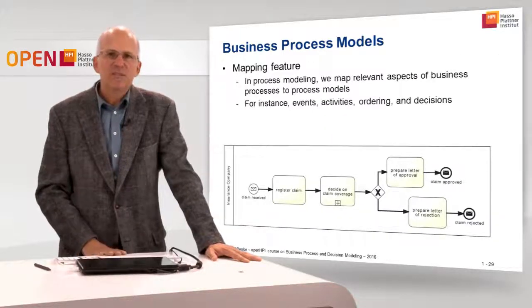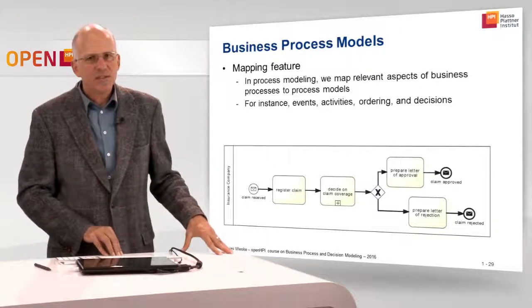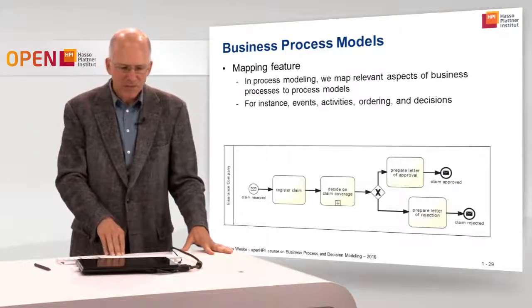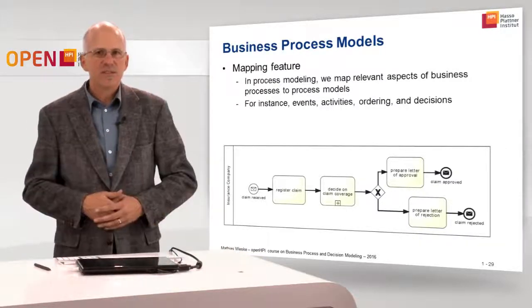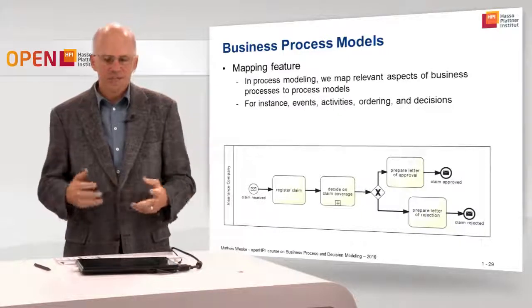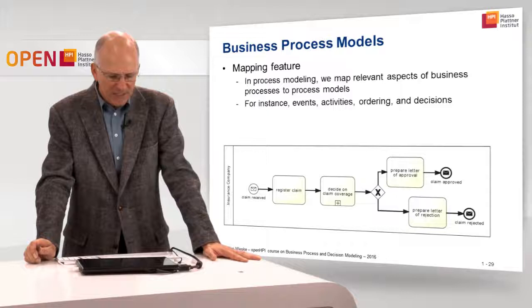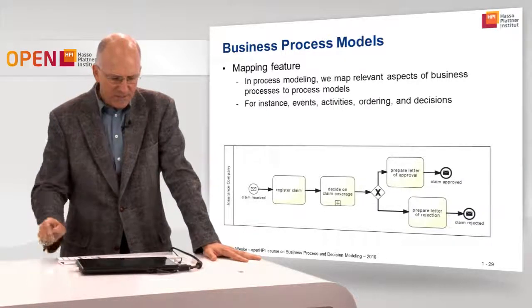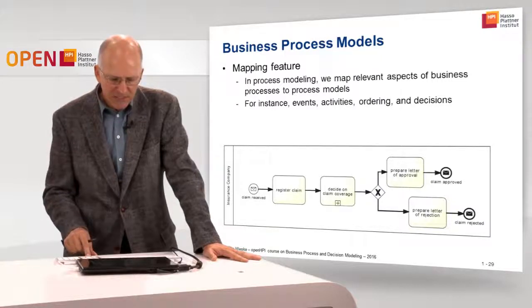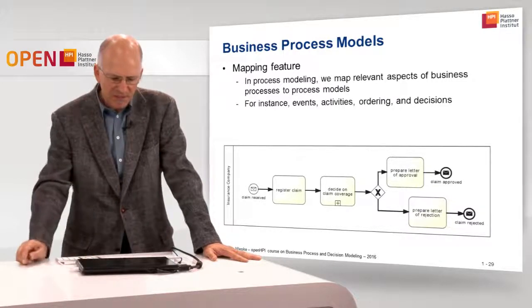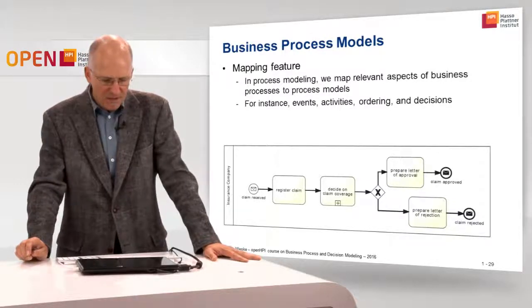Now I'd like to discuss with you in how far the properties of models as identified by Stachowiak actually hold for business process models. I mean, they should hold because they are models and modeling theory should apply to all models. But still, you might find it quite interesting. All right, look at the mapping feature. In process modeling, we map relevant aspects of business processes to process models.